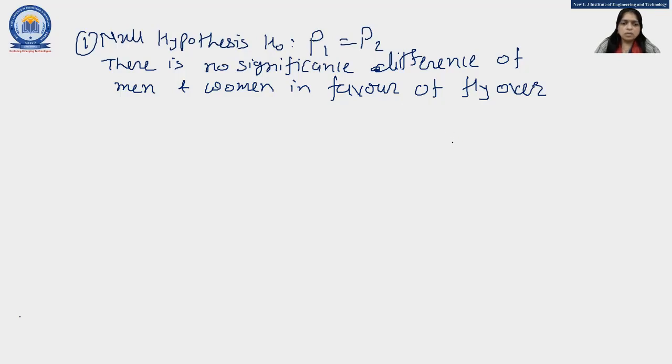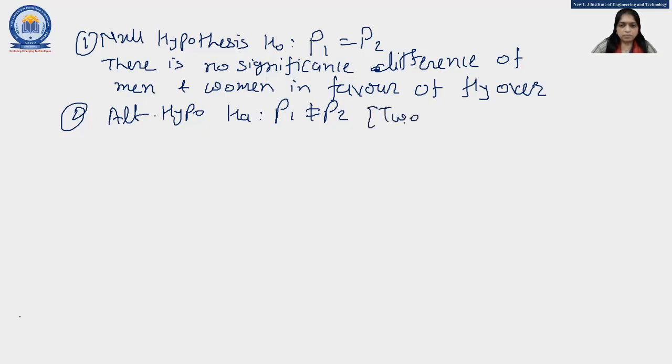Number 2, that is the alternative hypothesis, and alternative hypothesis is the complementary of null hypothesis, and that is, as per the rule, here P1 not equal to P2. As P1 not equal to P2, so two-tailed test is there. Okay. Now, third is level of significance.